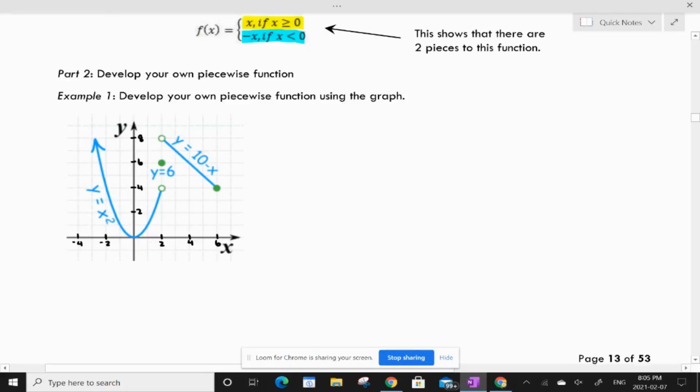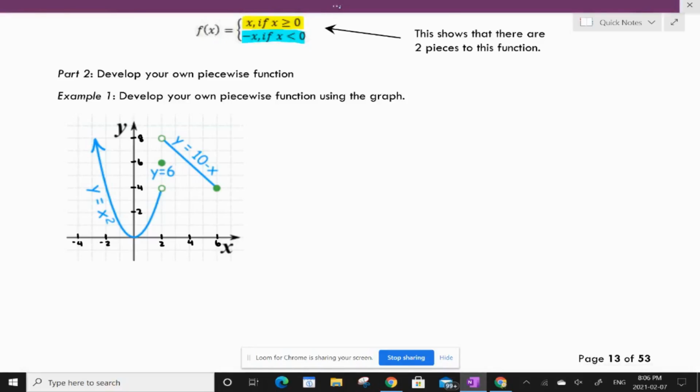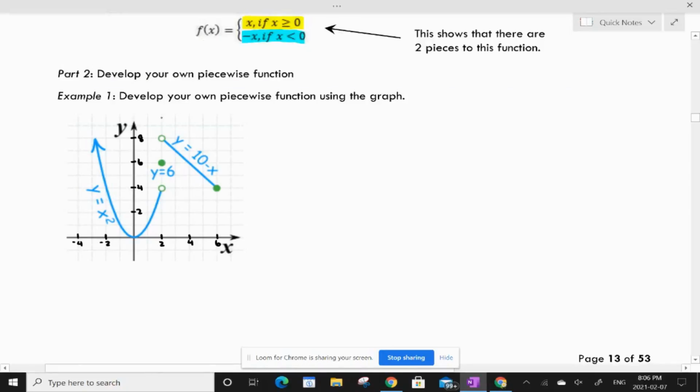So when I take a look at this piecewise function graph, I notice that everything important is happening at x equals 2. So I'm going to make a dotted line just so that I know that at x equals 2, something is going on. Okay, which means that's where our pieces are going to be created.